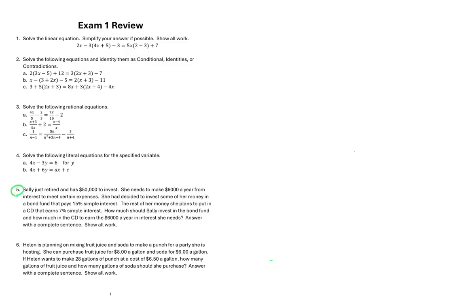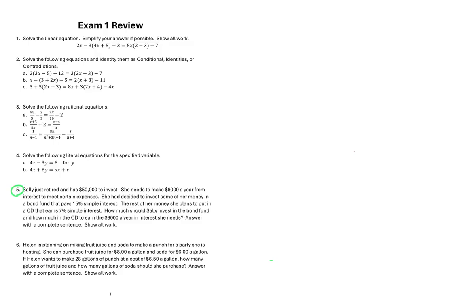Sally just retired and has $50,000 to invest. She needs to make $6,000 a year from interest to meet certain expenses. She has decided to invest some of her money in a bond that pays 15% simple interest. The rest of her money she plans to put in a CD that earns 7% simple interest. How much should Sally invest in the bond fund and how much in the CD to earn the $6,000 a year in interest she needs? Answer with a complete sentence and show all of your work.